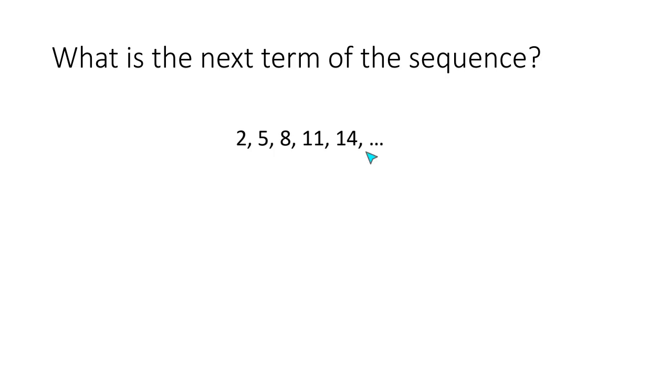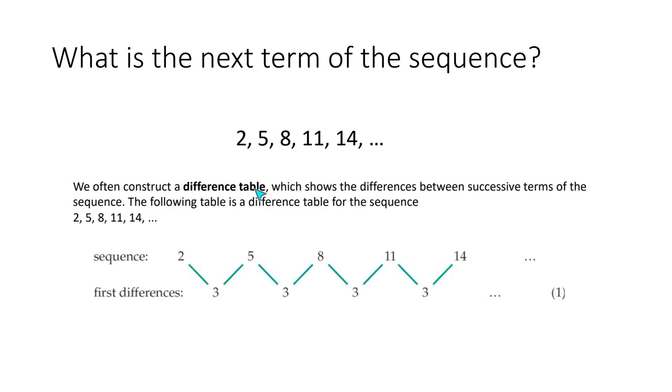So 14 plus 3 is 17. It should be my next number, right? So what we want to focus on in this section is a difference table. We can use a difference table to help us figure out what the next term should be.